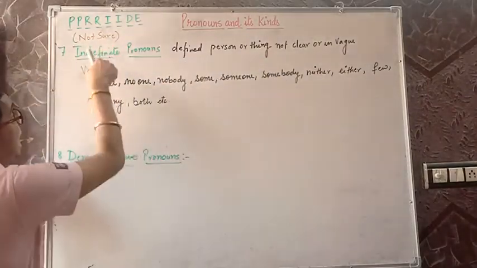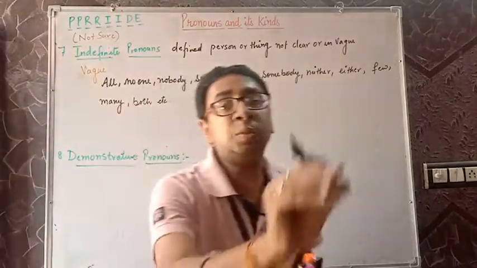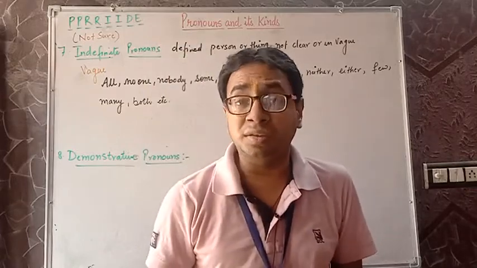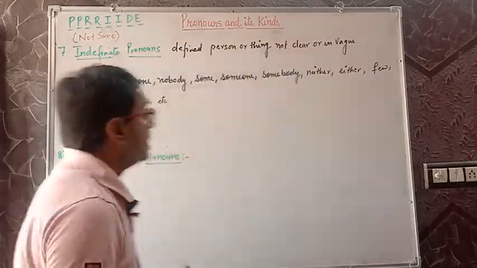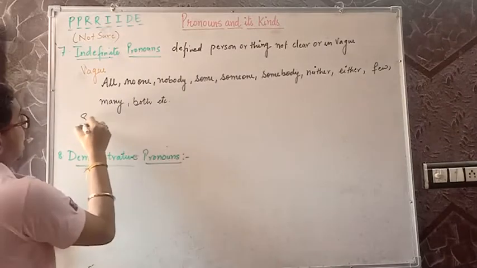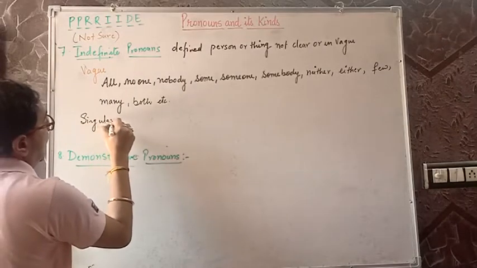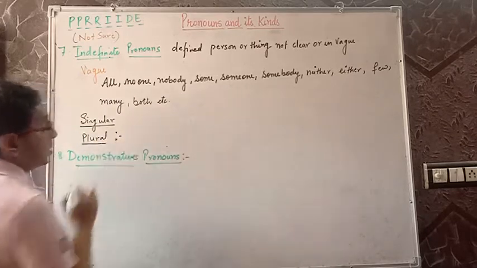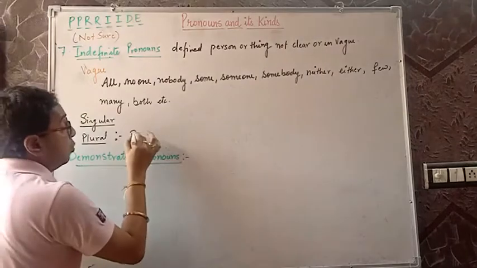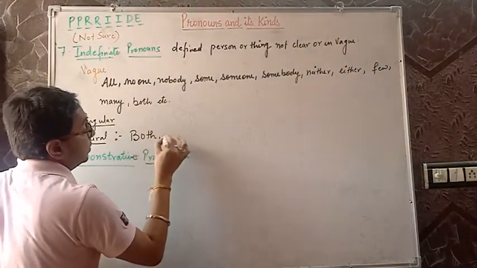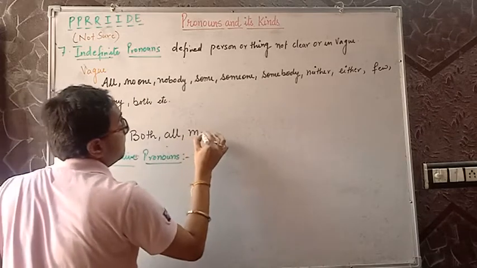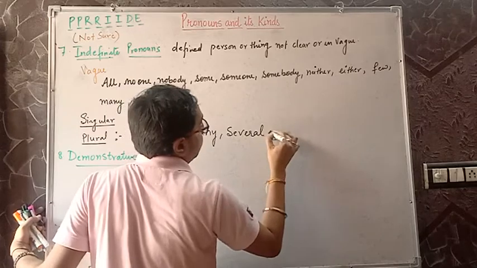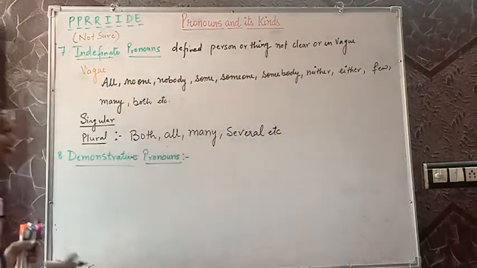If I talk about indefinite, it definitely deals with things not clear to us. What is the situation, how many are there, not clear to us. Secondly, we have something called singular and plural. Understand which you will be using as singular and which as plural. Singular everything, but for plural we have both, all, many, several, etc. This denotes your plural form.